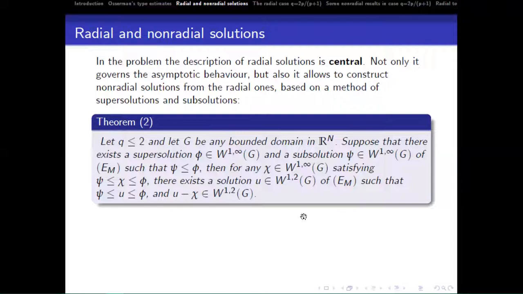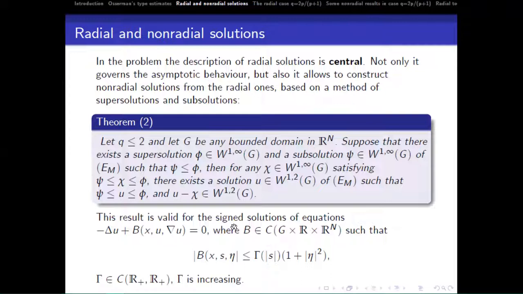This result, in fact, is valid for a more general case. For the sign solution of equations of this type, minus delta u plus B(x, u, gradient u) equals 0, where B satisfies such estimates where the growth with respect to the gradient is limited by 2. And gamma is supposed to be increasing.